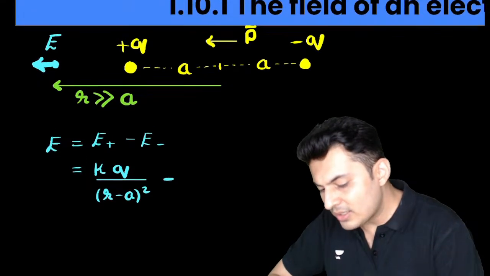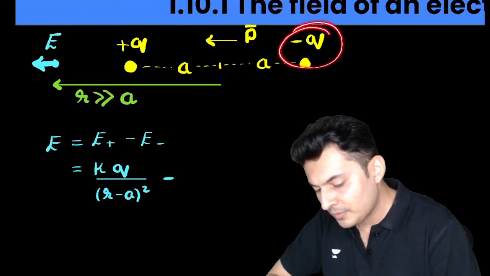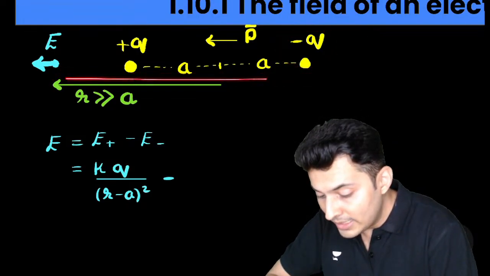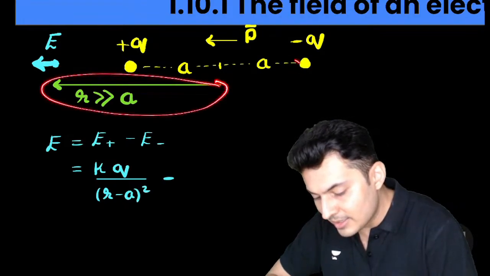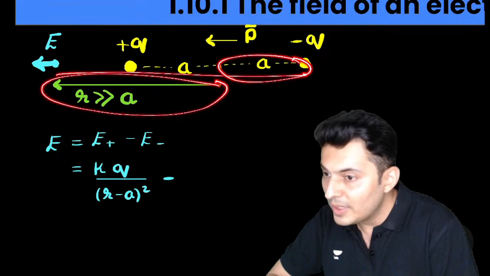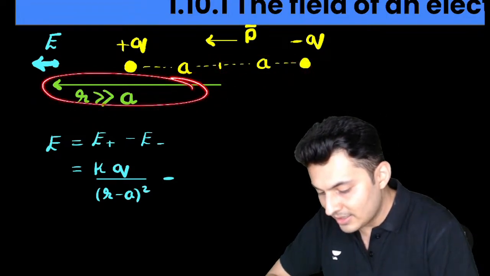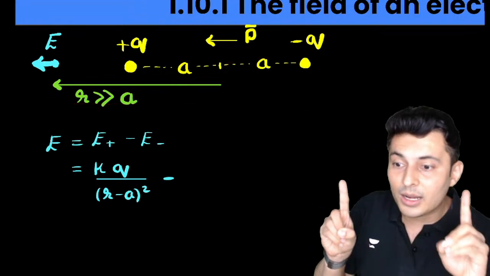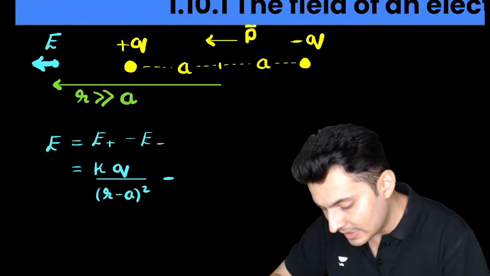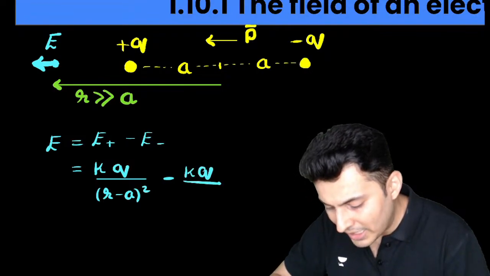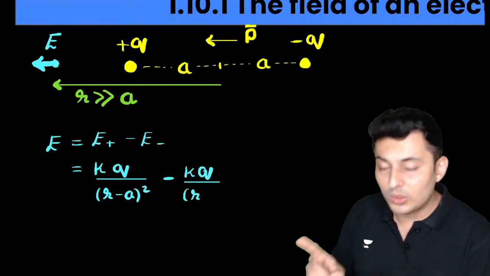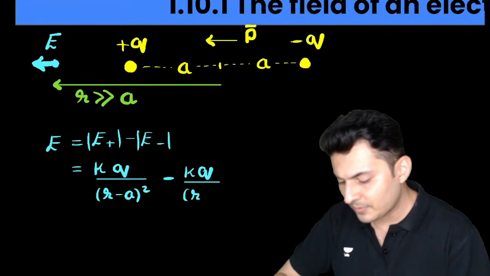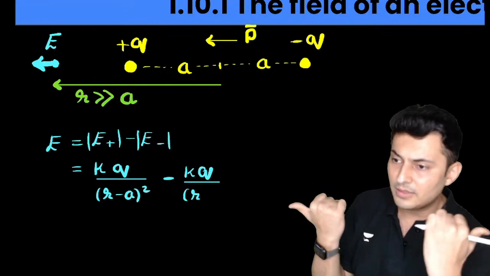Minus the field because of the negative charge. Now look at the negative charge. It is at this distance from that particular point. This distance plus this distance A is going to give me this complete distance. So the distance will be R plus A. So can I not say this is nothing but K Q divided by R plus A whole square? Do not put minus Q, guys, because I have already taken into account that the field will be pulling. So this is just the magnitude of the fields: the field because of the positive charge minus the field because of the negative charge.